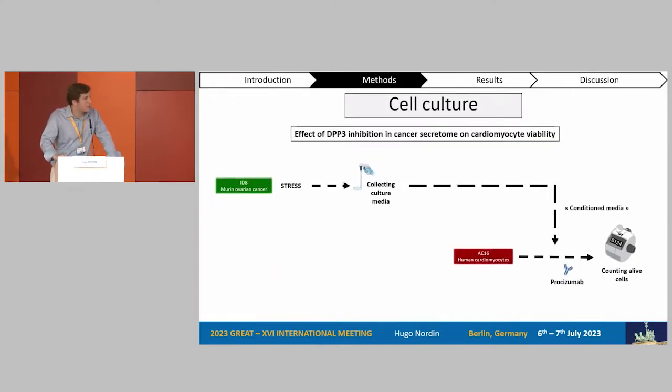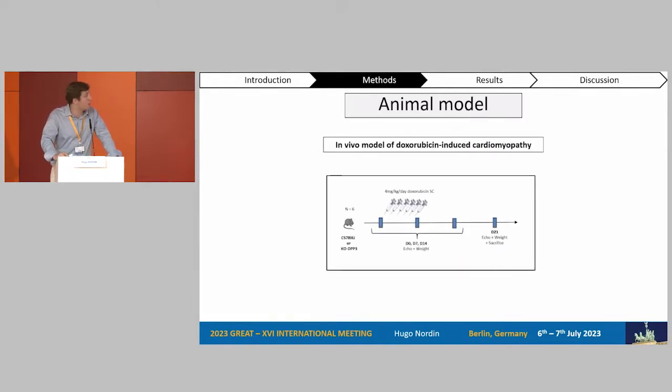The second thing we did is a bit more complex. We submitted the cancer cells to stress, and then we collected the culture media. Our theory is that there is a lot of DPP3 when the cancer cells are stressed, and we apply this media to human cardiomyocytes, so it would be a conditioned media. After that, we measure the cell viability, and we also inhibit the potential DPP3 in this conditioned media with our antibody. Lastly, we have an in vivo model of doxorubicin-induced cardiomyopathy on wild-type and knockout DPP3 mice.